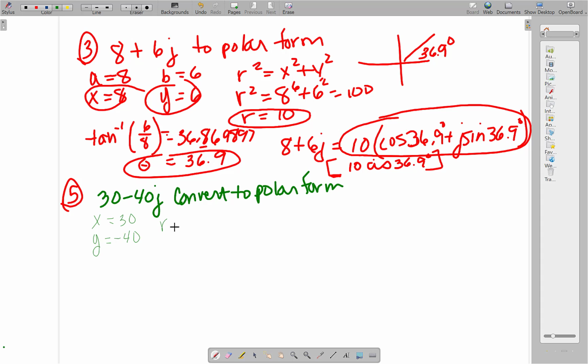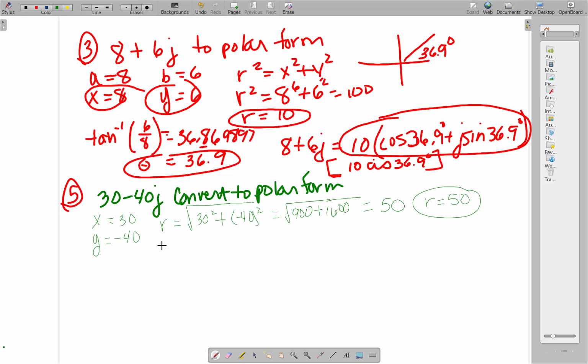So let's find our r. R is going to be equal to the square root of 30 squared plus negative 40 squared, which is equal to 900 plus 1600, and if you take the square root of that, you're going to get 50. So we have r equals 50. That's the first part that we need. Now let's find theta. Remember, that would be your magnitude of your vector.